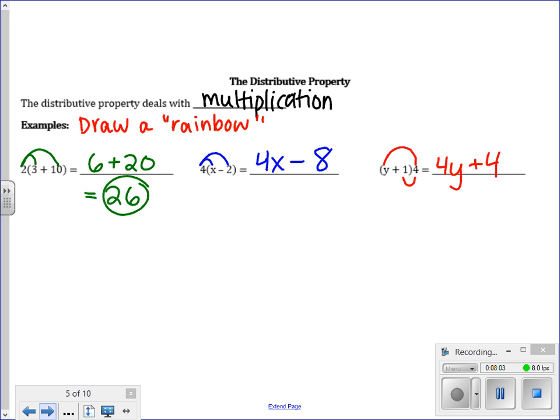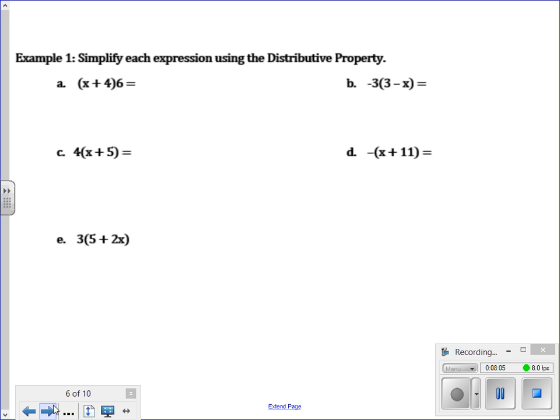There are a few more examples for you to do now. Simplify each expression using the distributive property. Go ahead and hit pause on the video. Try these 5 examples by yourself. If you need help, go ahead and hit play, and you can see me working out each example. So go ahead and hit pause now.